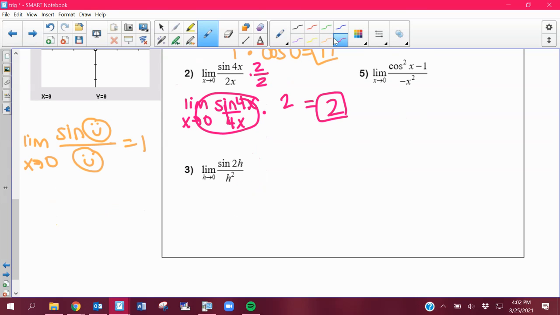Okay, so we're going to use the same idea down here on number 3. Again, my goal is to get sine of something over the same thing. So if I notice here, I actually have 2 h's in the bottom. So I'm going to go ahead and split them up.